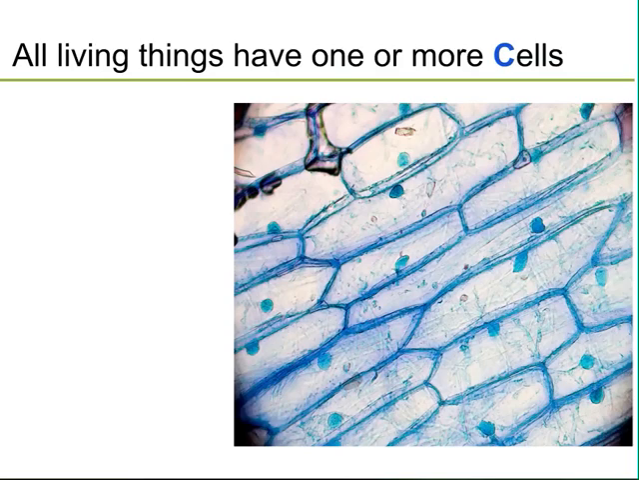All living things have one or more cells. Every living thing on planet Earth is composed of at least one cell. There are some single-celled microorganisms and many multicellular organisms. All living things have one or more cells, the C in GREDCRAD.